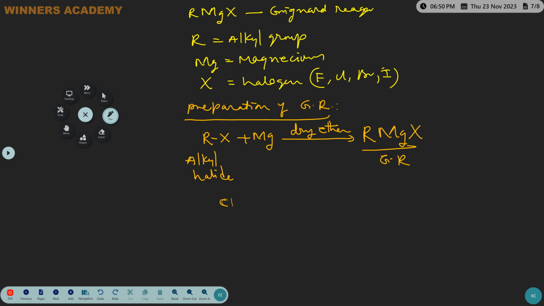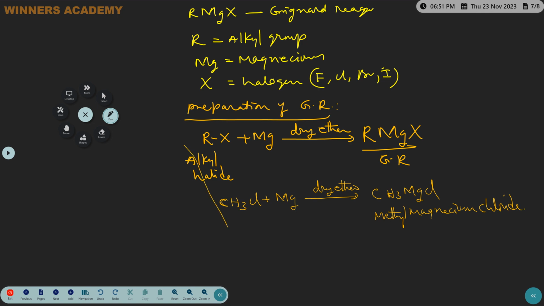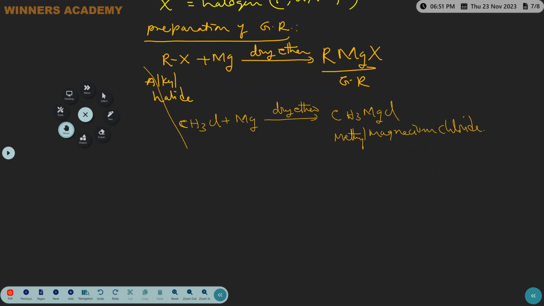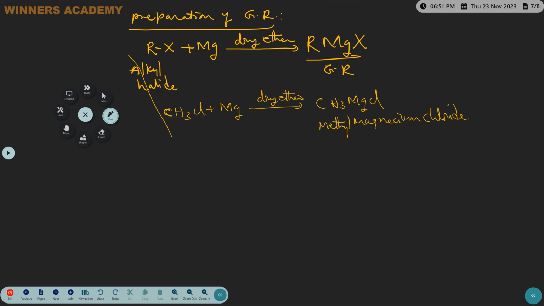CH3Cl, methyl chloride instead of RX, plus magnesium in the presence of dry ether. As a result, which is formed? CH3MgCl. What is its particular name? Methyl magnesium chloride. Means Grignard reagent is formed. Its common name is Grignard reagent. Okay. Grignard reagent. Now, another one.